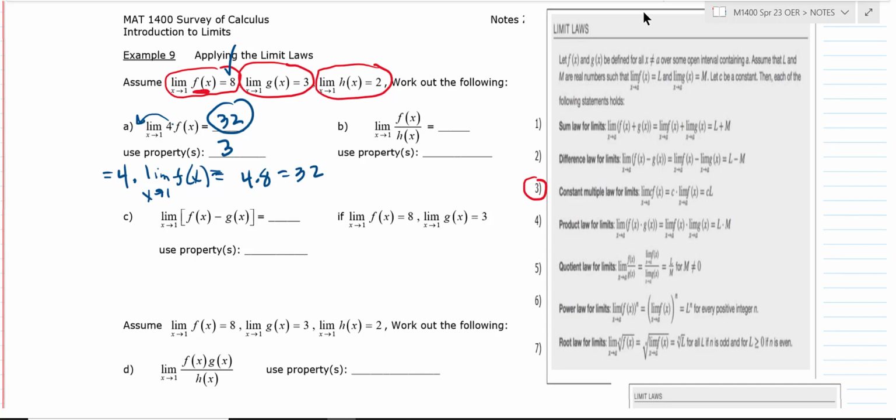All right, now let's go to B. Now look at my properties. That might be a little fuzzy to you there, but any thought about which of those 7 would help you to do this problem?